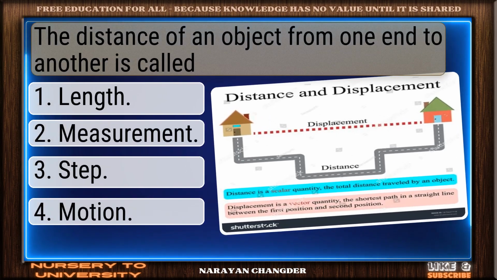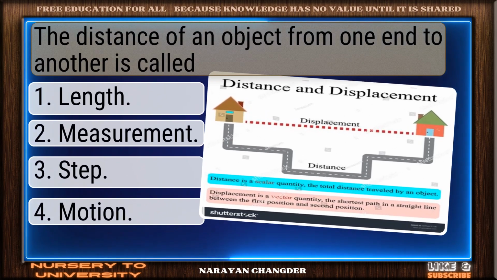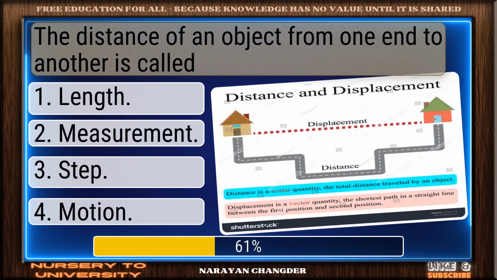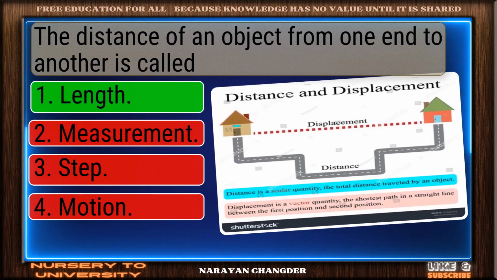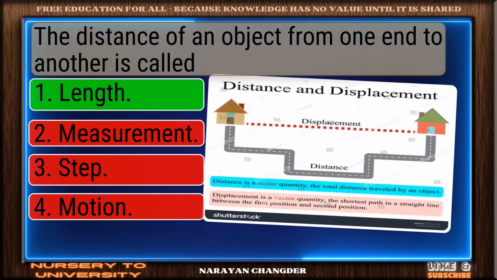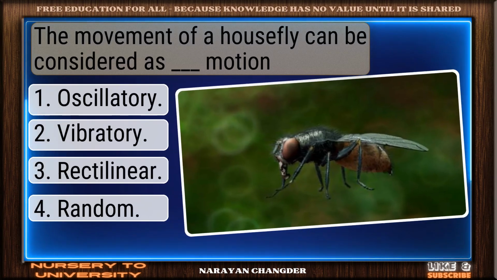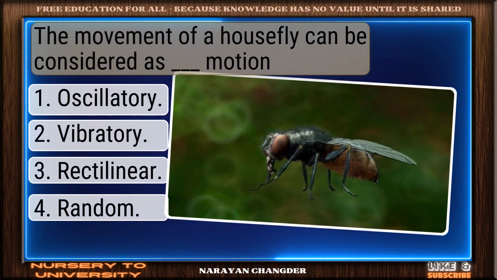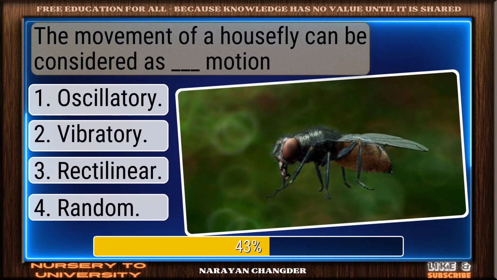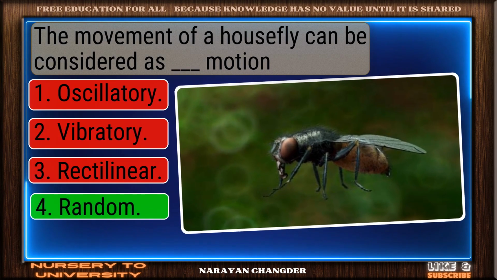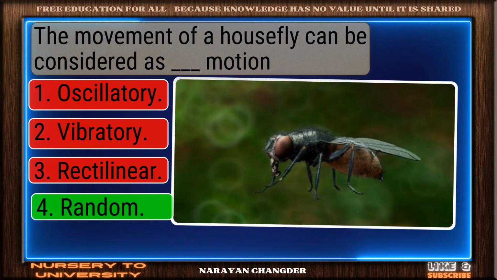The distance of an object from one end to another is called. Well picked. Length is the correct answer. The movement of a housefly can be considered as dash a motion. Smart move. Random is an accurate answer.